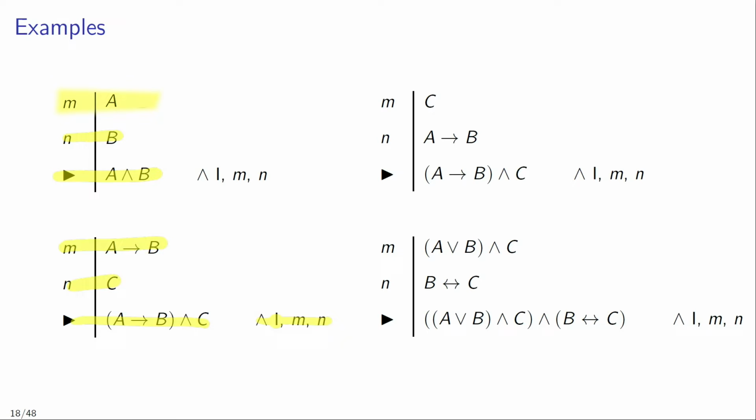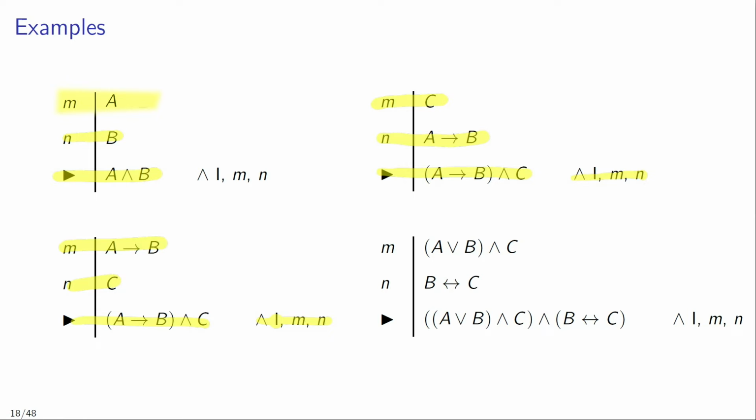So for example, if in line M of your proof you have the sentence C, and in a later line of your proof you have the sentence if A then B, you can still infer the conjunction if A then B and C and justify this inference using the rule conjunction introduction.